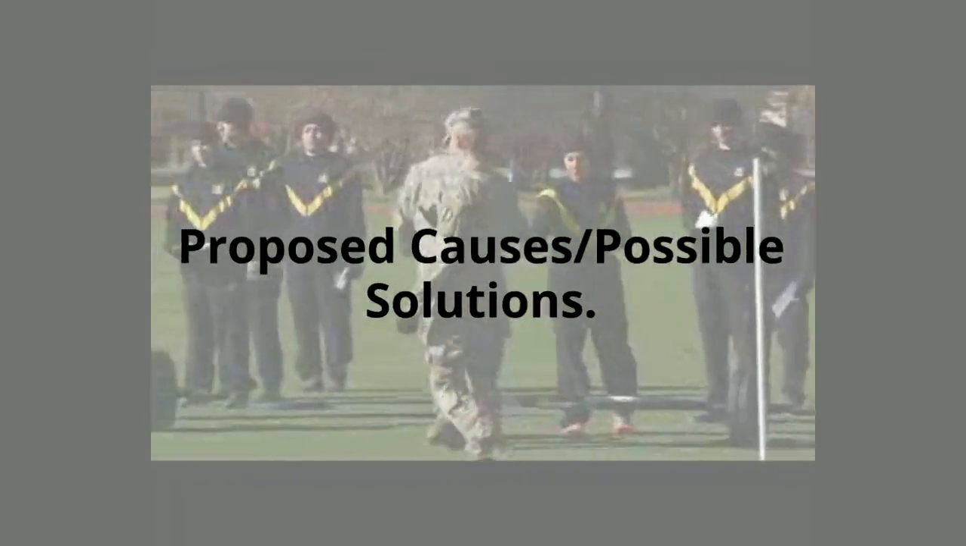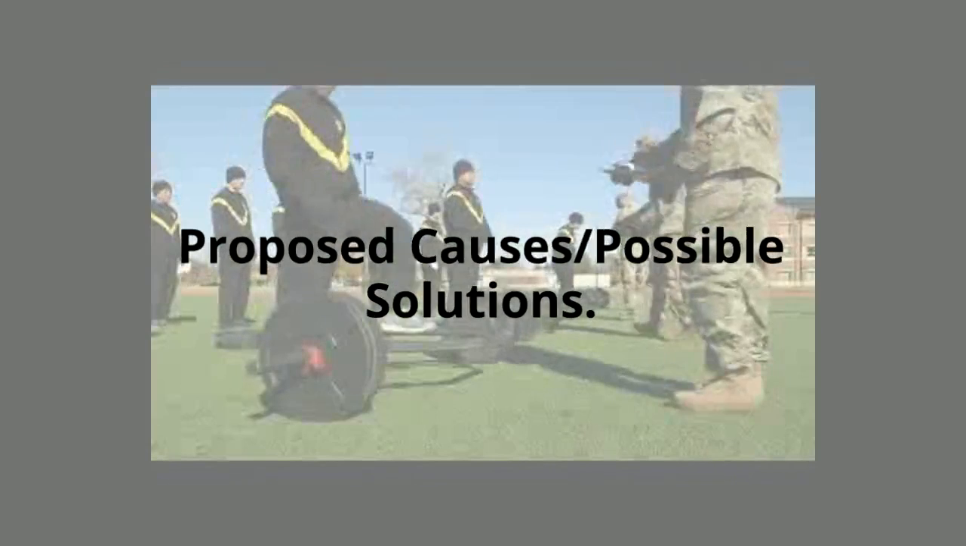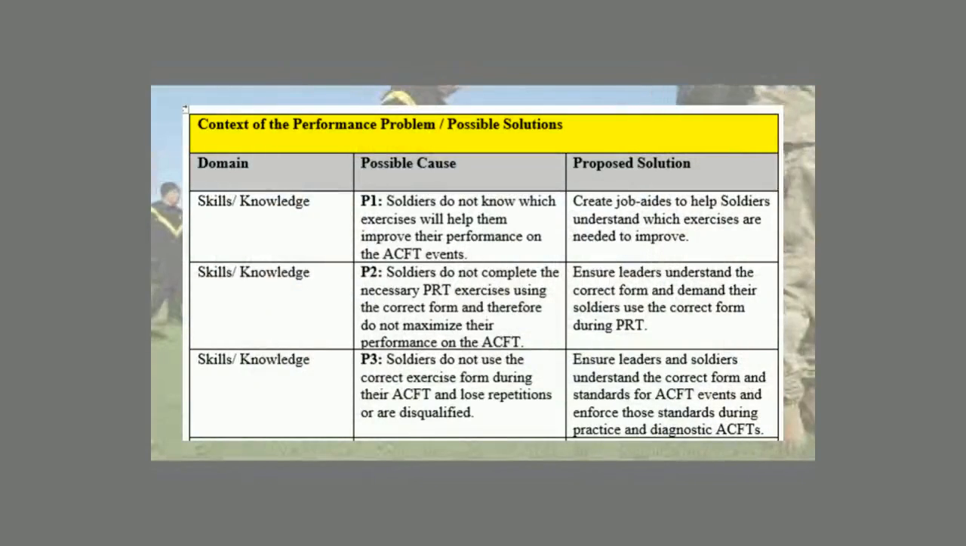14 possible causes and proposed solutions have been identified with this performance problem. In the skills and knowledge domain, soldiers do not know which exercises to perform in order to improve on the ACFT events, and they do not properly execute the exercises during the ACFT or during PRT sessions.